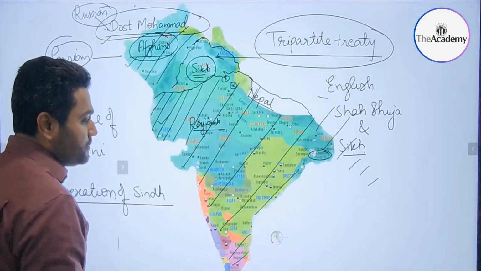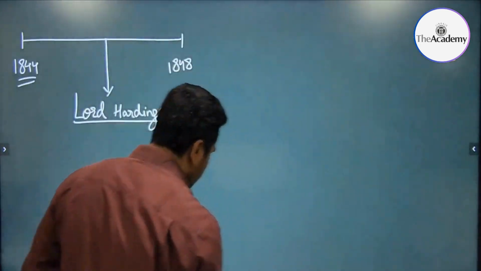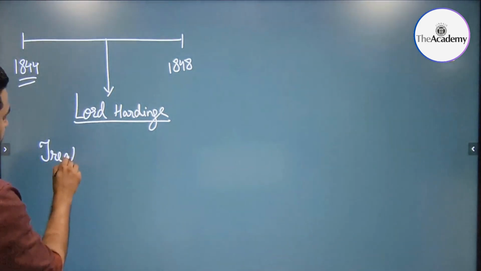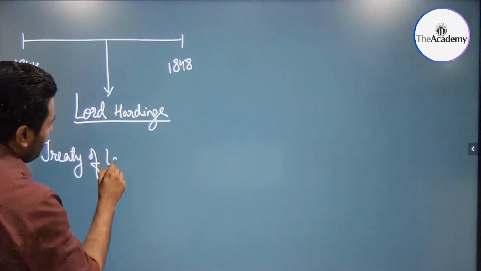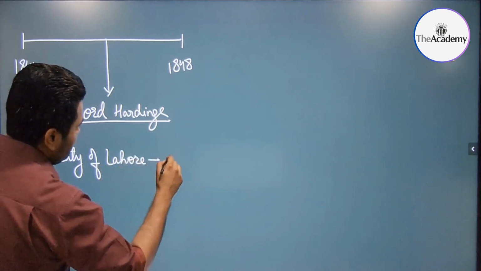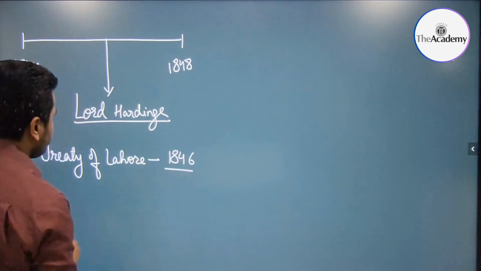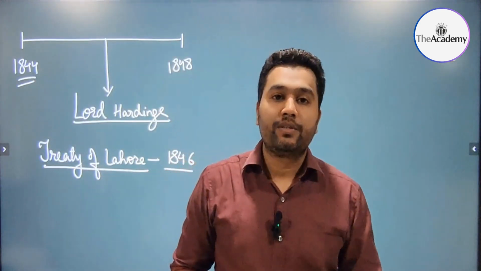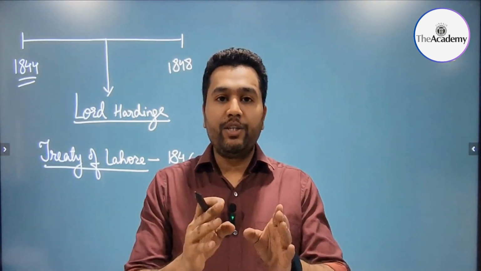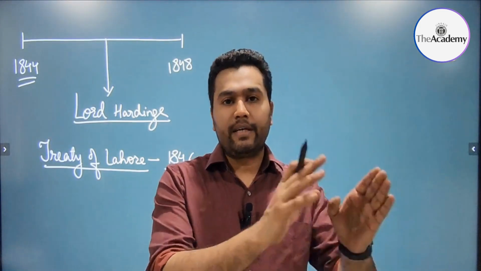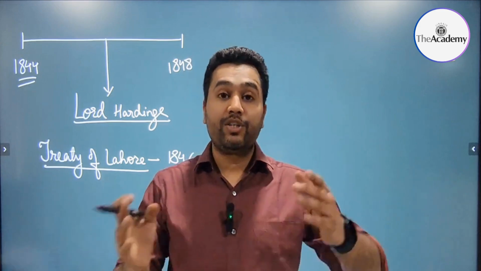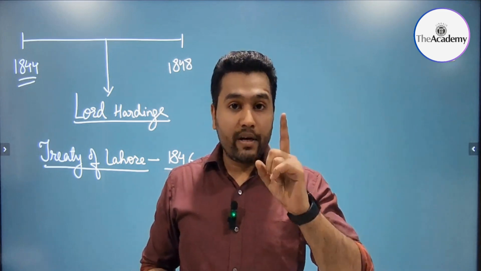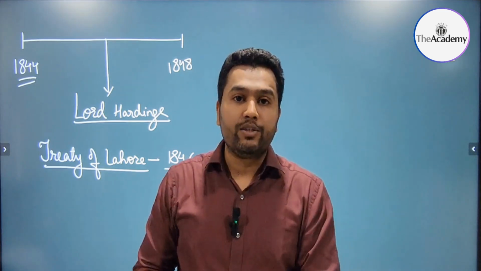After the Battle of Sabron, the Treaty of Lahore was signed in 1846. This Treaty of Lahore formed the basis of the British engagement with the Sikhs. As per the Treaty of Lahore, a British resident was installed in the Lahore Darbar. The Lahore Darbar had to pay 1.5 crore war indemnity to the English.